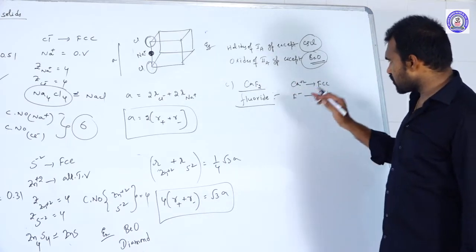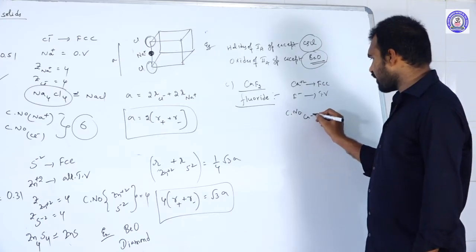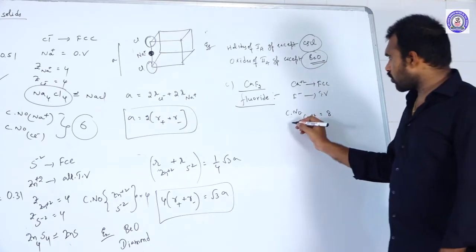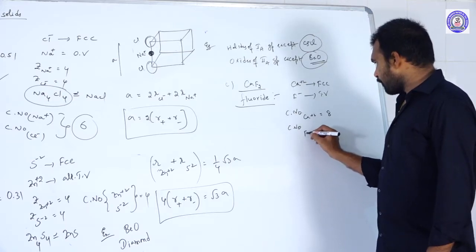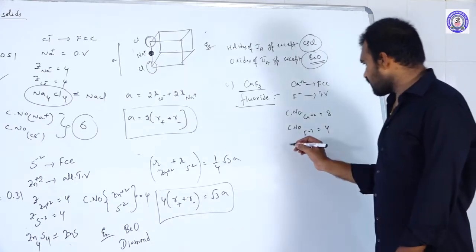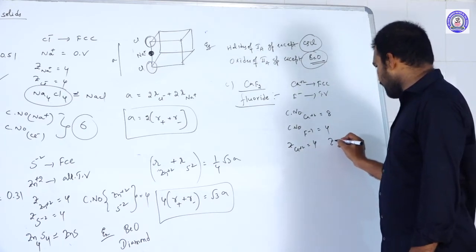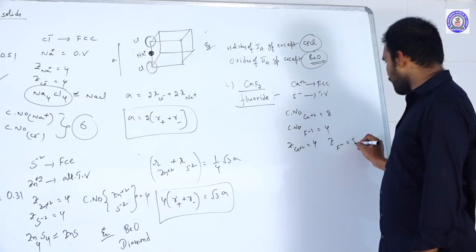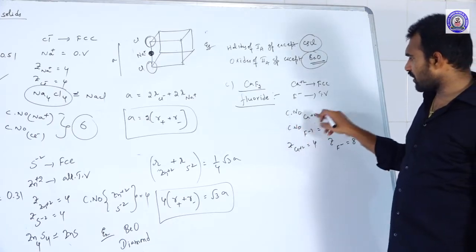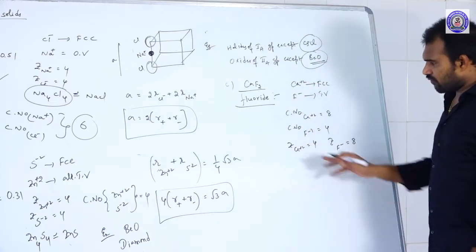So if you see calcium fluoride, the coordination number of the calcium ion is 8, and the coordination number of the fluoride ion is 4. 8 and 4 are the coordination numbers. Next, the Z value of Ca plus 2 is 4, and the Z value of F minus is 8. Effective numbers of atoms are 4 and 8. Clear? So the coordination numbers are different here. CaF2.